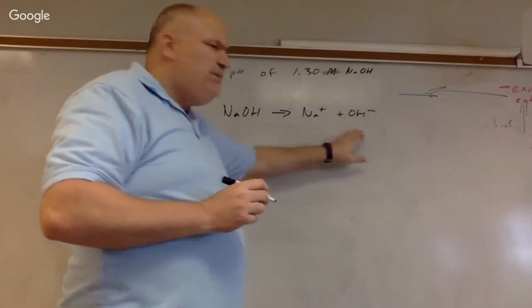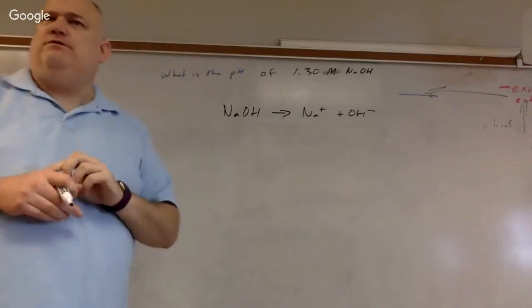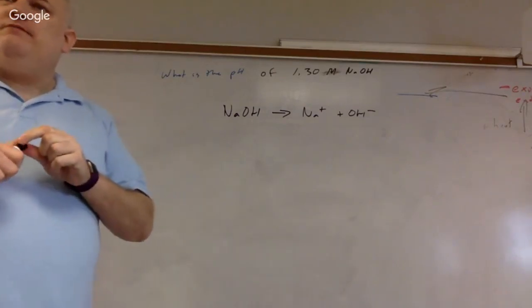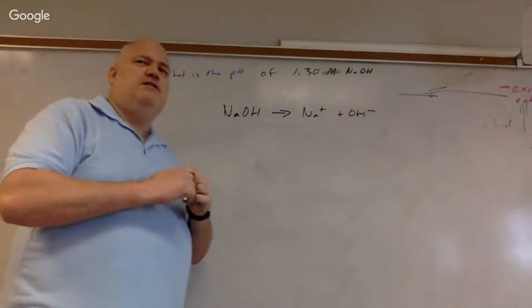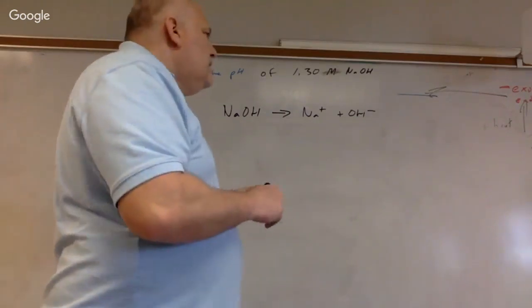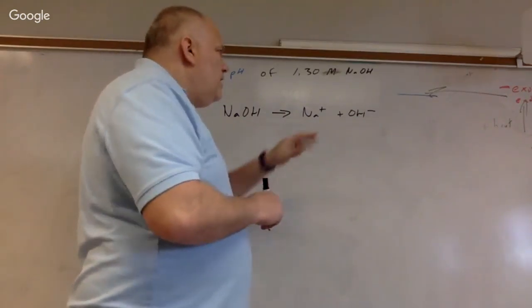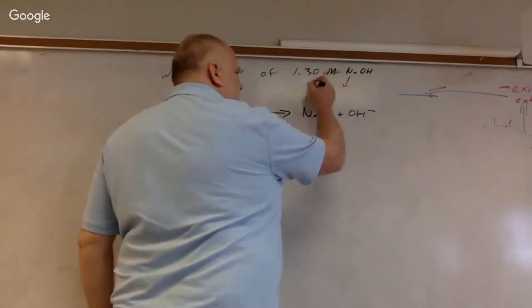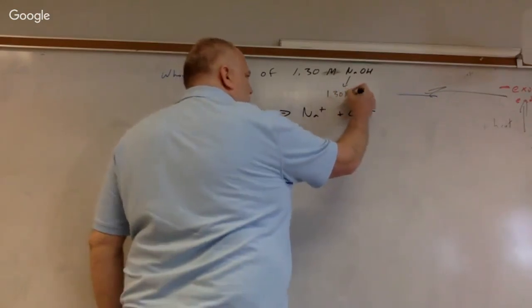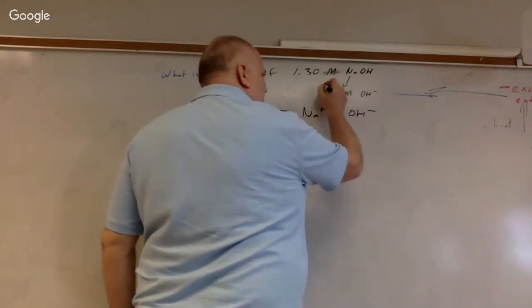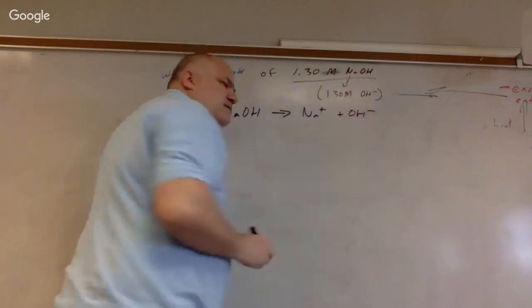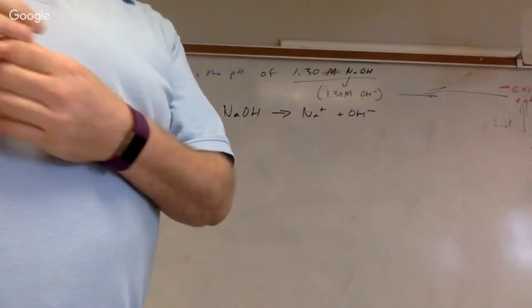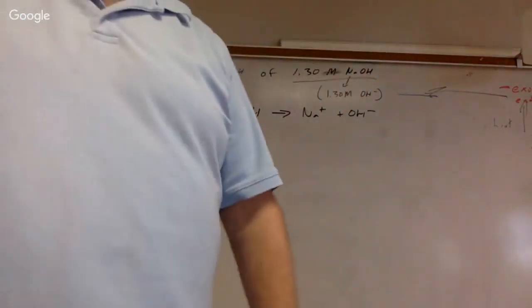But of these two, Na plus and OH minus, which one do we actually care about? We only care about OH minus, right? So instead of going through this entire equation, couldn't I just go, well, what that means is that really I have 1.30 molar OH minus. Isn't this what this means? Yeah? So what does the OH minus allow us to then figure out?